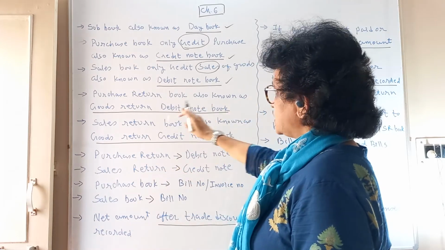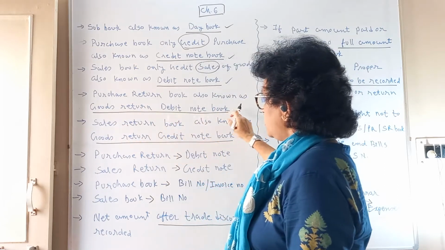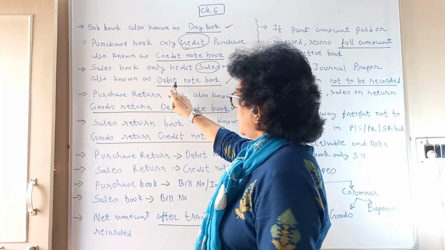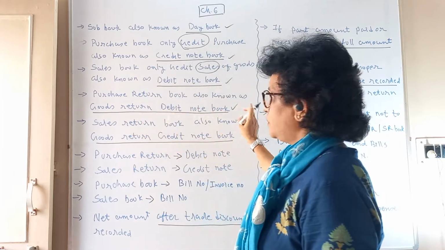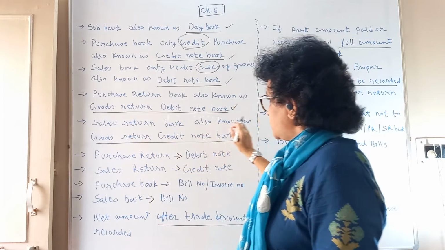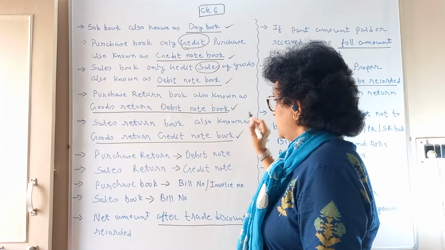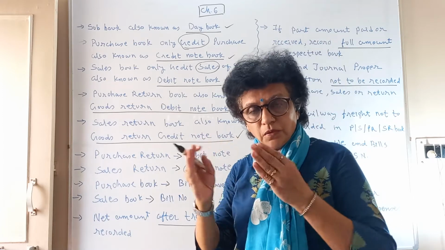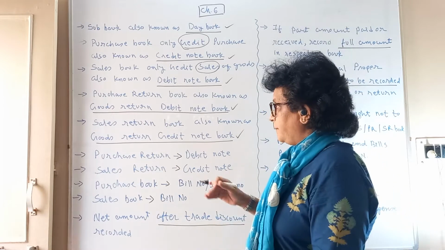Purchase return book is also known as a goods return debit note book. Goods return, okay, here debit note book, and here you have goods return debit note book. Sales return book is also known as a goods return credit note book. So these are the confusing words which may create difficulty at the time of MCQ.